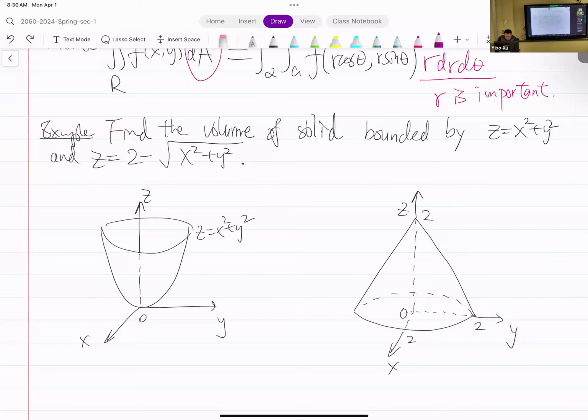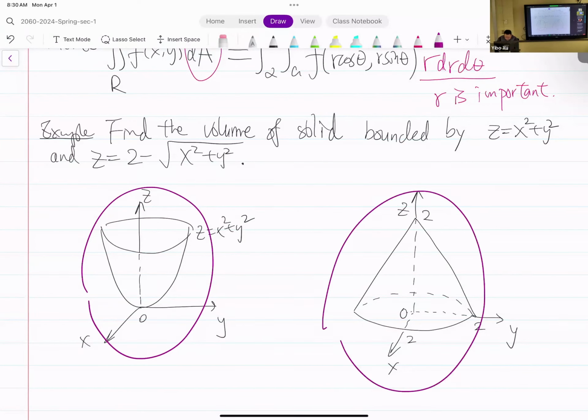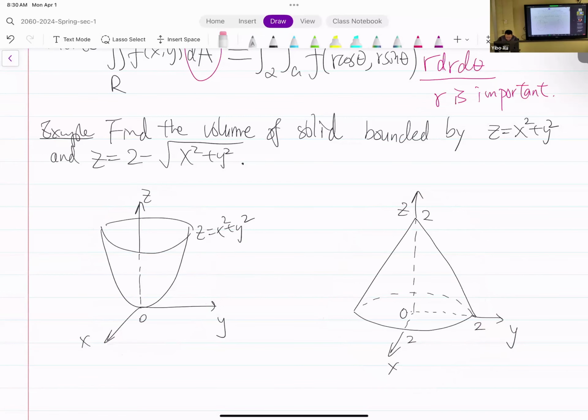So now let's see. We want the volume that's enclosed by this lower bounding paraboloid, and on the top we have the cone that's covering the upper half of it. Somehow we want to know at which point they will intersect.